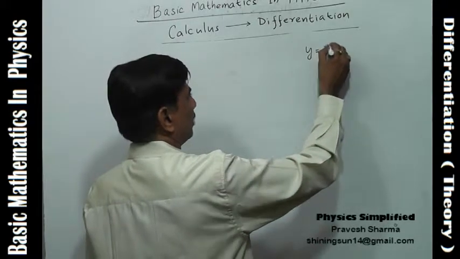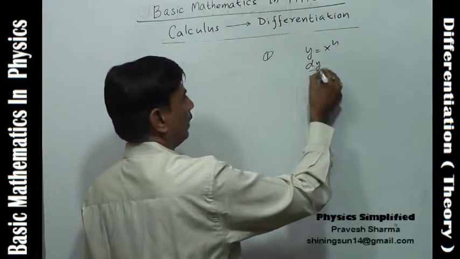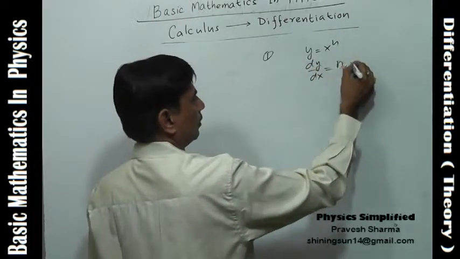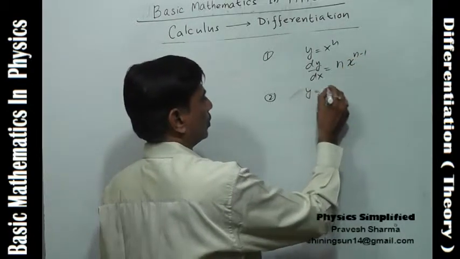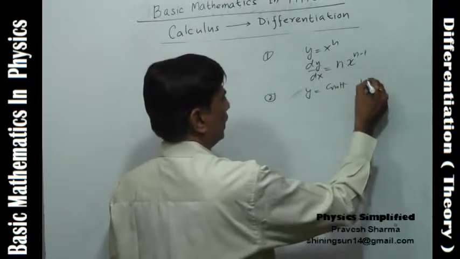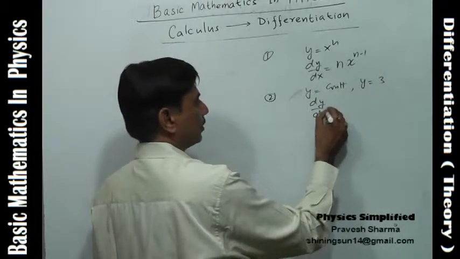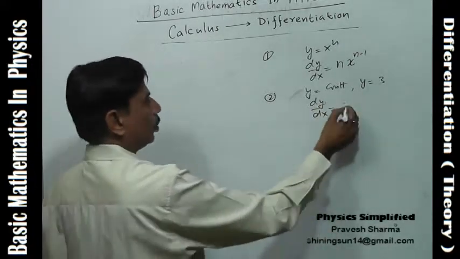y is equal to x raised to n. If y is equal to x raised to n, then dy by dx is equal to n comes over here in front, x raised to n minus 1. Suppose y is constant. Let's say y is equal to 3. Then what is the value of dy by dx? In this case, dy by dx is going to be 0.